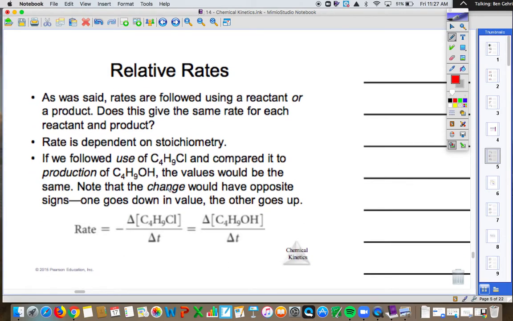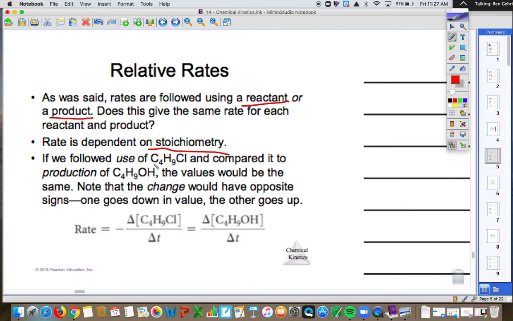We also have relative. So rates are followed using a reactant or a product. And so the rate is going to be relative to that one substance. And so the question is, does this give the same rate for each reactant and product? And the answer to that is dependent on stoichiometry. If your stoichiometric coefficients are the same, your rate is going to be the same.